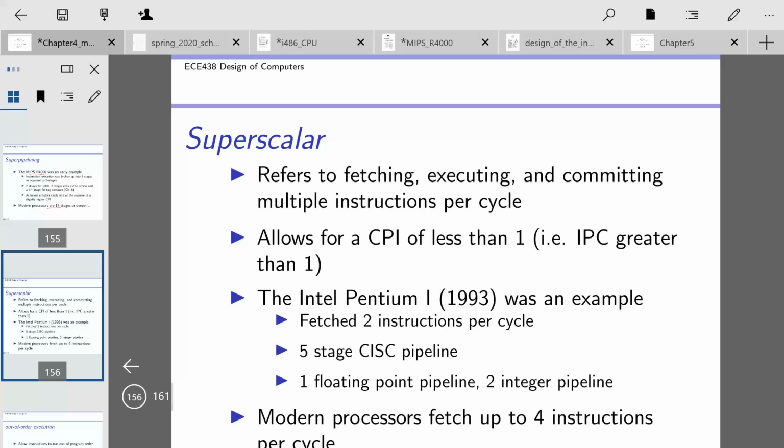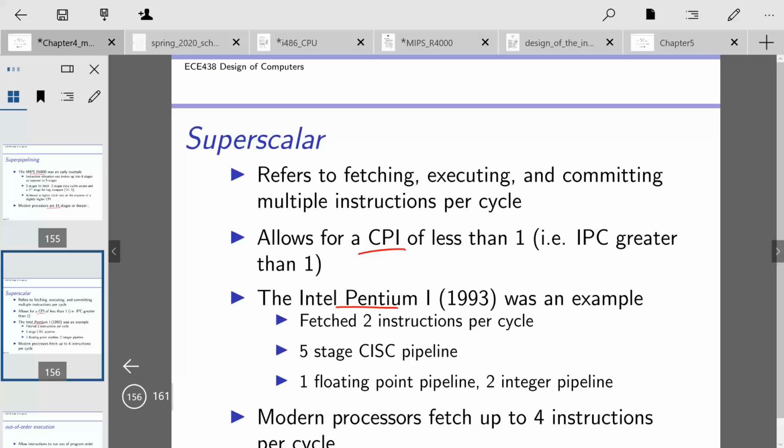Actually, honestly, what happens is you fetch more instructions than you commit. So it turns out with superscalar design, the front end of your pipeline is a little bit wider than your back end. We would talk about that in 538. Okay. So superscalar allows us to achieve better than a single cycle per instruction.